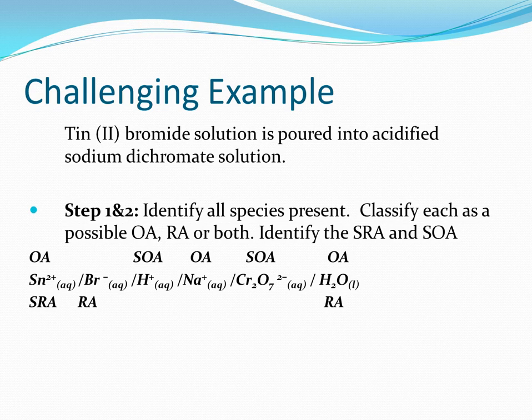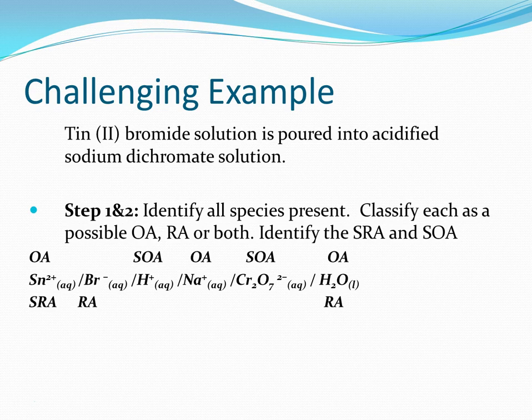This example follows the same 5 steps, but it is more complicated because there are more entities involved. Tin(II) bromide and acidified sodium dichromate solutions are combined. There would be tin ions, bromide ions, hydrogen ions because the solution is acidified, sodium ions, dichromate ions, and finally water because these are solutions. Each entity is located on the data table to determine if it is an oxidizing agent, reducing agent, or both.